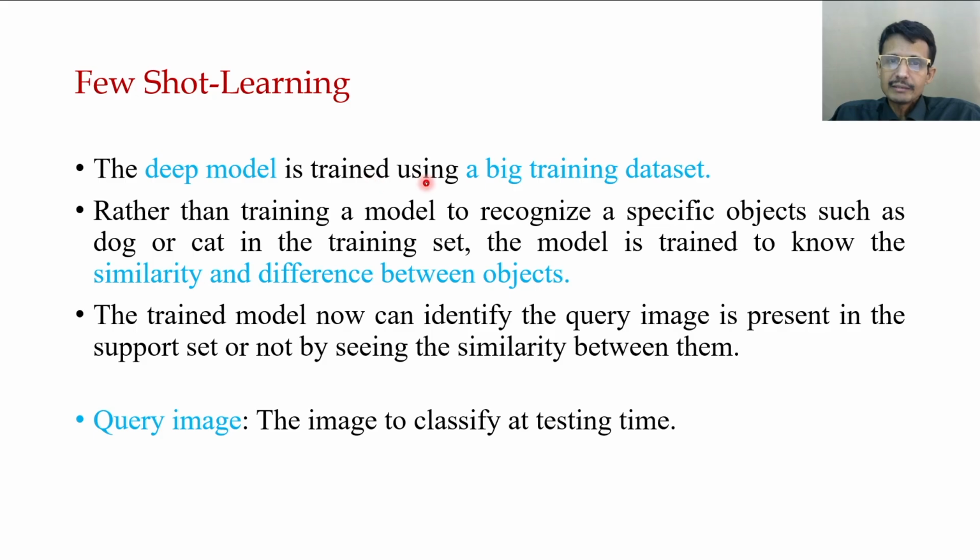So the deep model is trained using a big training data set that we have. Rather than training a model to recognize a specific object such as dog or cat in the training set, the model is trained to know the similarity and difference between objects, not in the conventional supervised way. The trained model can now identify whether the query image is present in the support set or not by seeing the similarity between them. And the query image is the image given. Now this is the basic essence of few-shot learning.